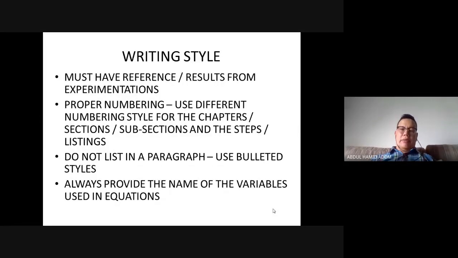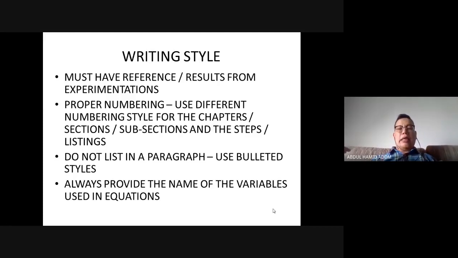Must have reference results from experimentations. You must have proper numbering. Use different numbering section styles for the chapters. For example, you are listing something down. Your chapters, you're using Arabic numbers, right? It's 1.0, 1.1, 1.2, 2.1, and so on.